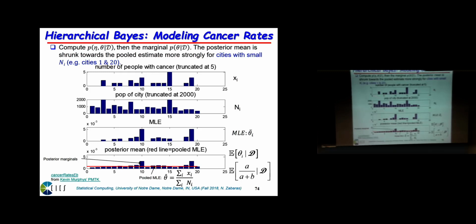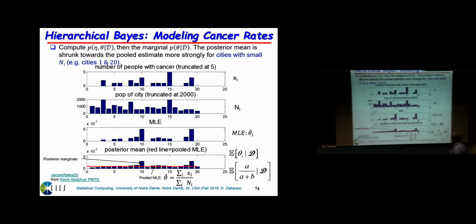So this is 20 cities. This is the rate of people who have died from cancer in different cities. You notice in some places there's 0. This is on some scale, I suppose. And this is the population. You see some cities have very high population. And this is the MLE, which is the empirical average of the people who have cancer, calculated separately for each city. It looks like this. You can see you get 0 there, which obviously makes sense.